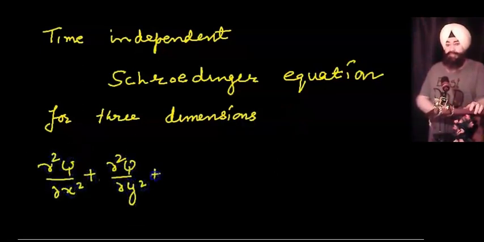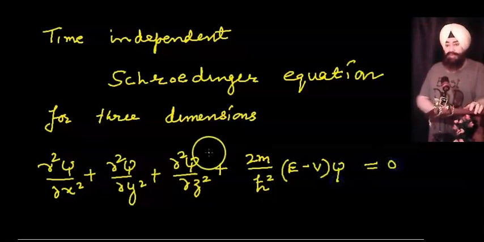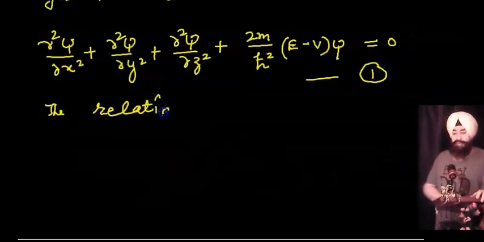psi with respect to x, with respect to y, with respect to z, plus E minus V into psi equals 0. This is the Schrodinger equation, time independent.